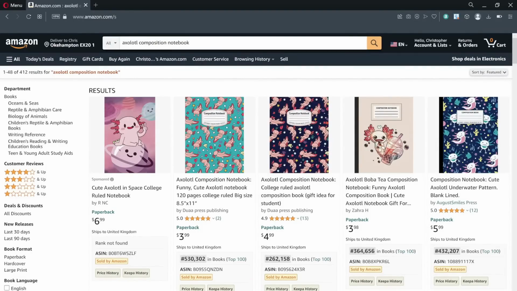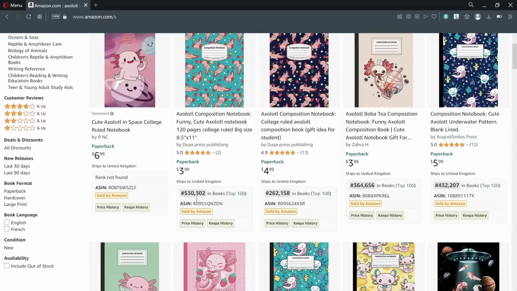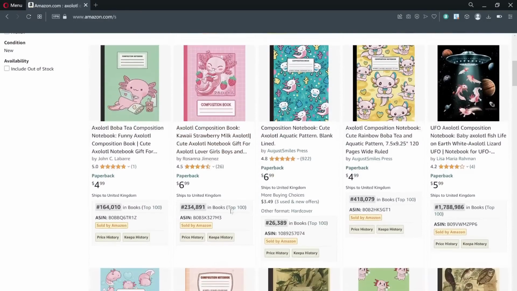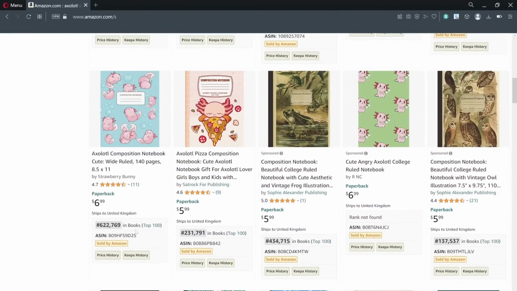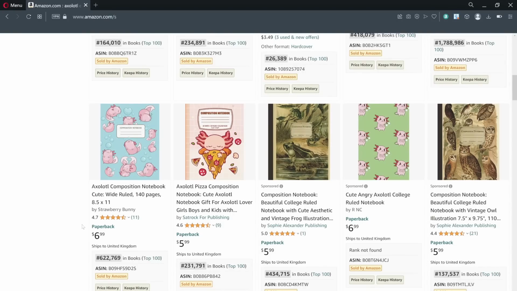Again, let's do one more here. Axolotl composition notebook was one of the search terms we had for a different niche. Let's go through the BSRs: 500,000, 200,000, 300,000, 400,000, 200,000, 400,000, 1.7 million, 600,000. Now this is slightly better than the last one that we looked at, but it's not as good as the first one. So you'd have to assume that if you made an axolotl composition notebook and got ranked for that search term, you have a good chance of making some sales.